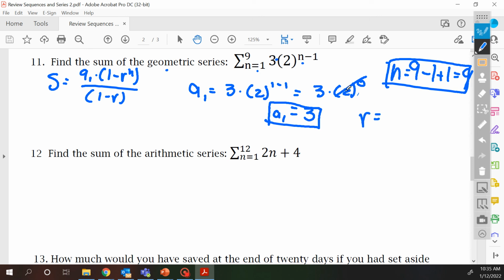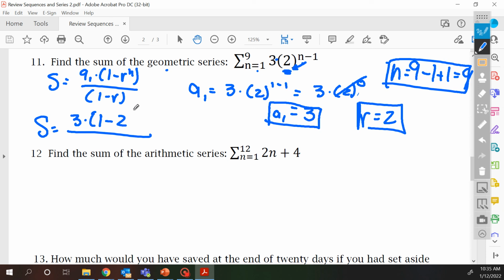We also need the ratio. The ratio is always going to be right under the exponent here, because this is the r value in the formula. So the ratio is 2. So we can set up our sum. So we have the first term 3 multiplied by 1 minus the ratio to the 9th power over 1 minus the ratio. Okay, let's put this into the calculator.